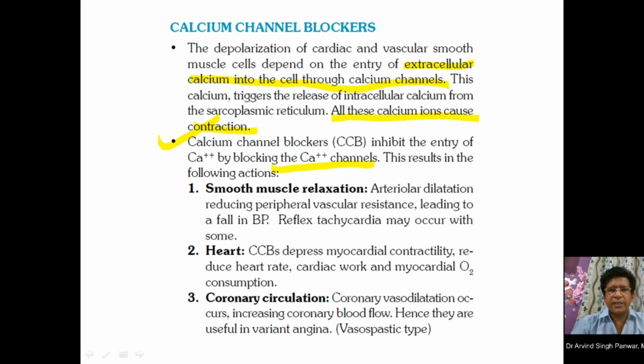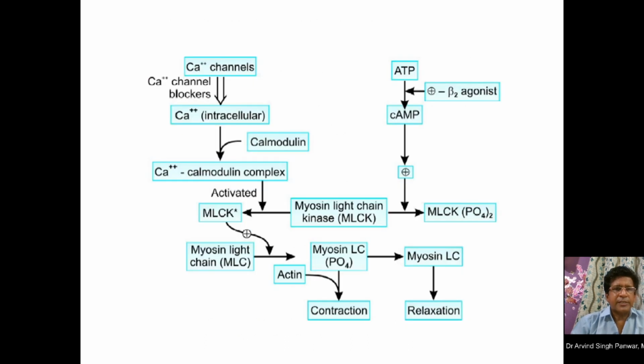This results in the following actions. Number one is smooth muscle relaxation. Number two, action on the heart, means there occurs depression in the myocardial contractility. Number three, effect on coronary circulation, an increase in the coronary blood flow. So let us discuss how this calcium channel blocker acts. These are the calcium channels. Here, calcium channel blockers act.